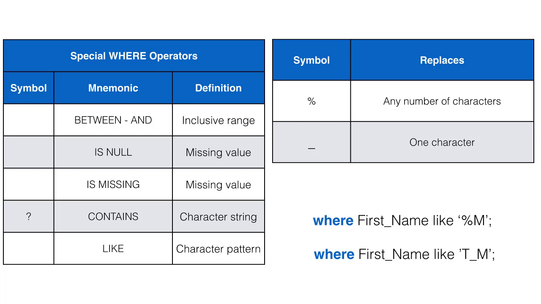The LIKE operator selects observations by comparing character values to specified patterns. There are two special characters available for specifying a pattern. The percent sign replaces any number of characters. The underscore replaces one character, and you may use consecutive underscores to replace multiple consecutive characters. Additionally, a percent sign and an underscore can be specified in the same pattern. For example, the where statement shown here selects observations in which the value of the first name ends with a capital M and is preceded by any number of characters. The second where statement selects observations in which the value of the first name begins with a capital T and ends with a capital M and has any one character between the T and the M. This would include Tim or Tom.